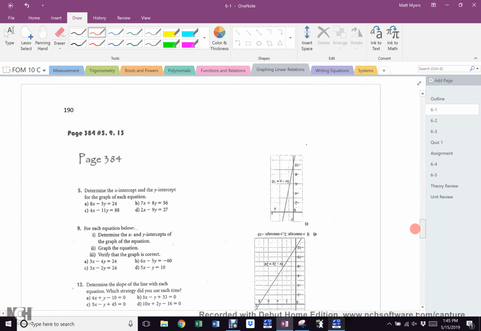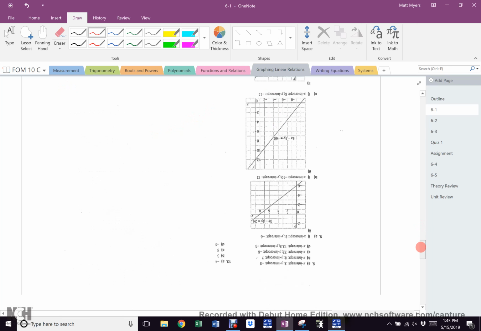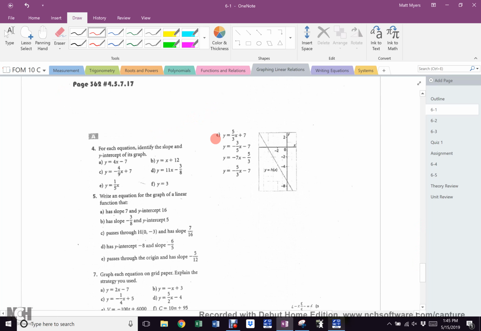All right. Okay, please notice. Page 190 deals with the intercepts. This is your homework from a couple of days ago. Right? That stuff we did the very first day. X, 0, 0, y. The next page is slope-intercept form. This page is y equals mx plus b.